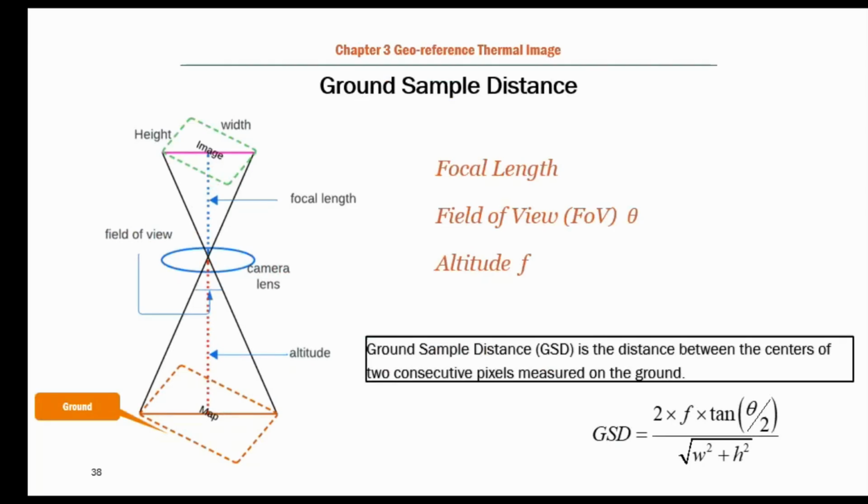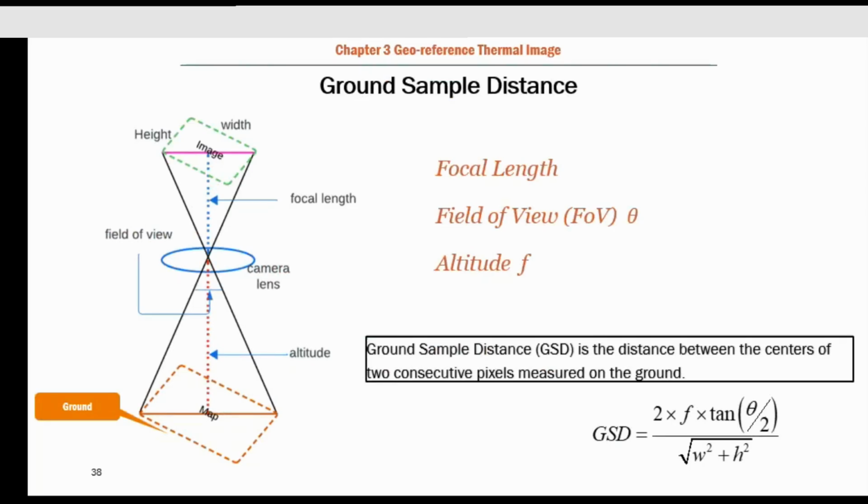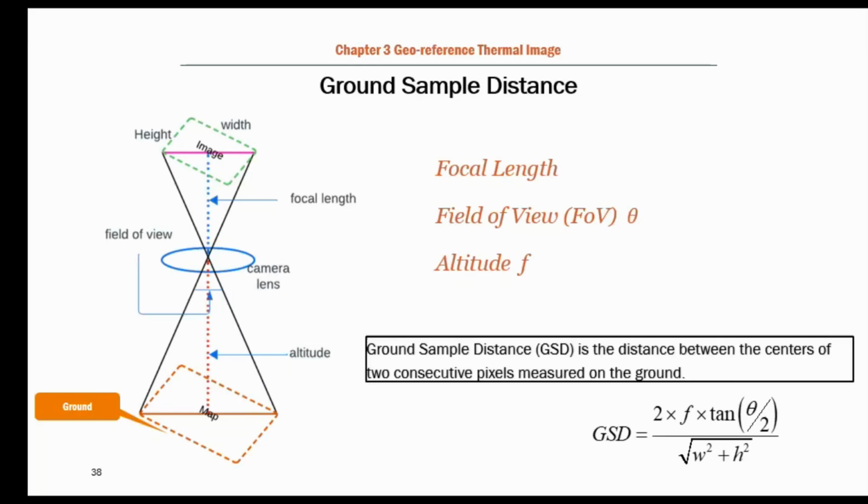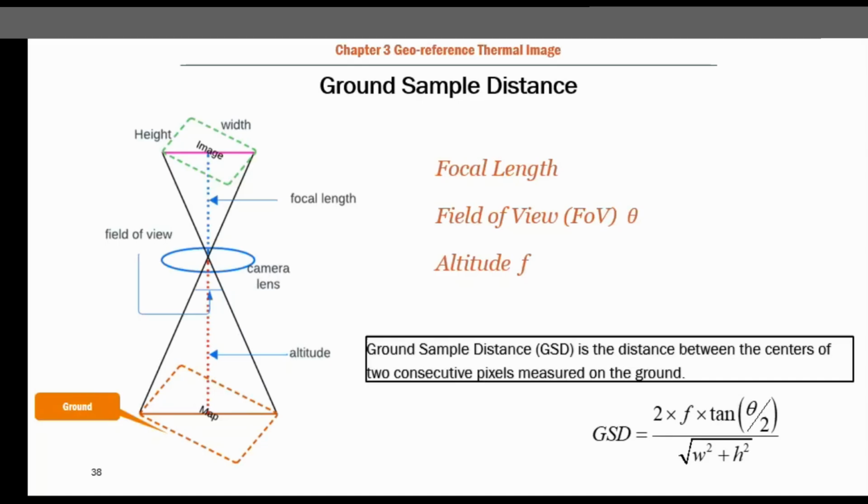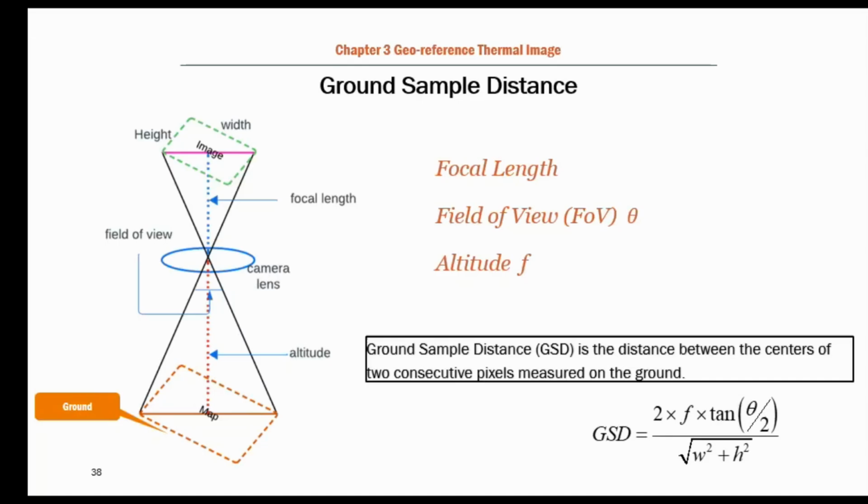But I also do GSD. GSD means ground sample distance, which means the distance between two consecutive pixels that will be measured on the ground. And the image processing of a drone camera is illustrated in this slide. The focal length, field of view, and the attitude can be used to calculate the GSD.